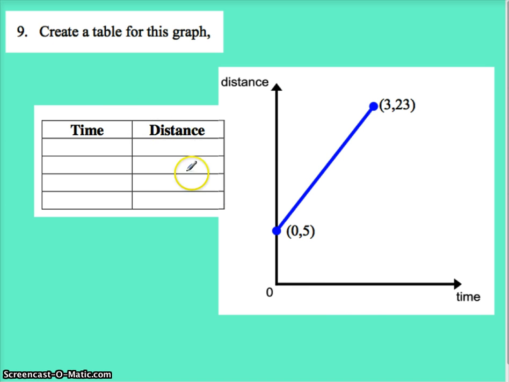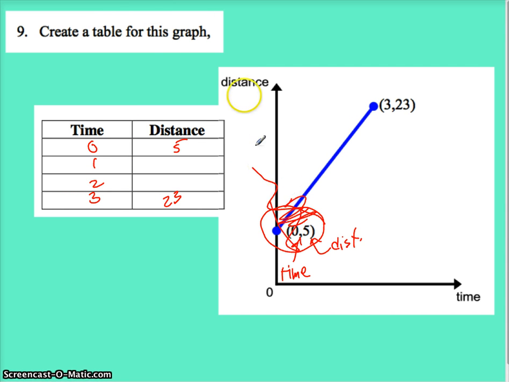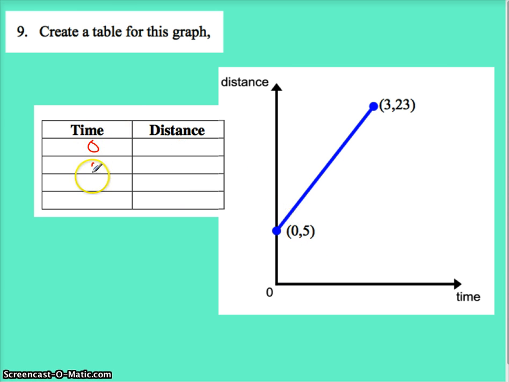Here we have to create a table for this graph. Well, based on this, that means when my time is 0, because the first number is time, the second number is my y-axis, or my distance. So we start at 5. And then at 3 seconds, we are 23 feet away. So let's figure out the in-between stuff. All right, my eraser is not working here, sorry. So we've got 0, 1, 2, 3. We are starting at 5. We end at 23.